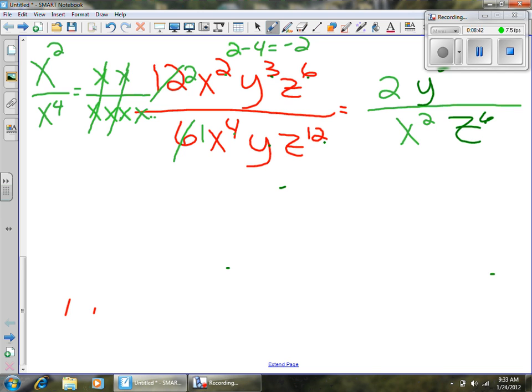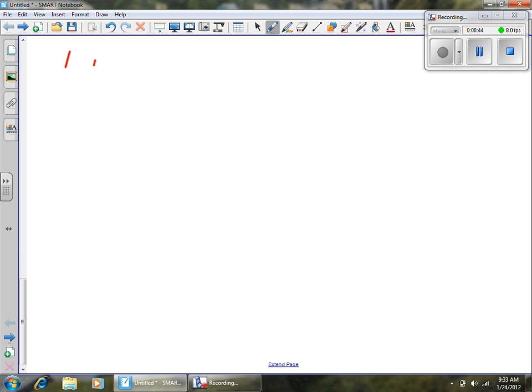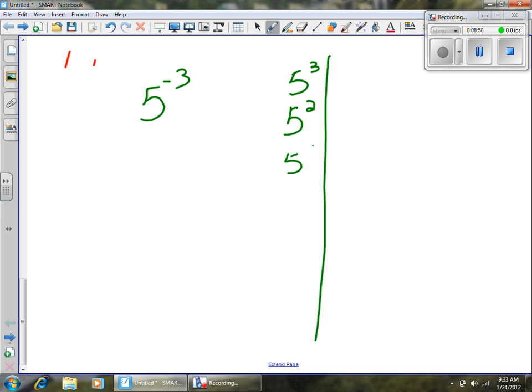All right. Now this works for numbers as well. Let's say you're supposed to evaluate what 5 to the negative 3rd is. Well, I'm going to take a little approach here. 5 to the 3rd, 5 to the 2nd, 5 to the 1st. All right. 5 to the 3rd is 125. 5 to the 2nd is 25, right? 5 to the 1st is 5. What do you suppose 5 to the 0 power is?